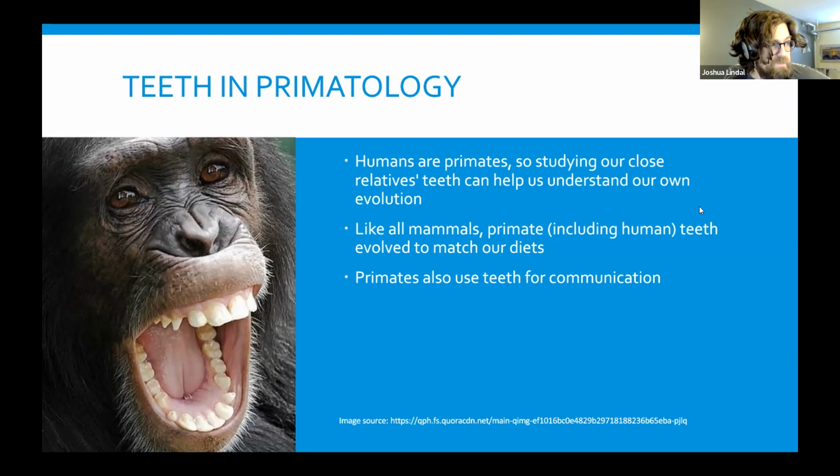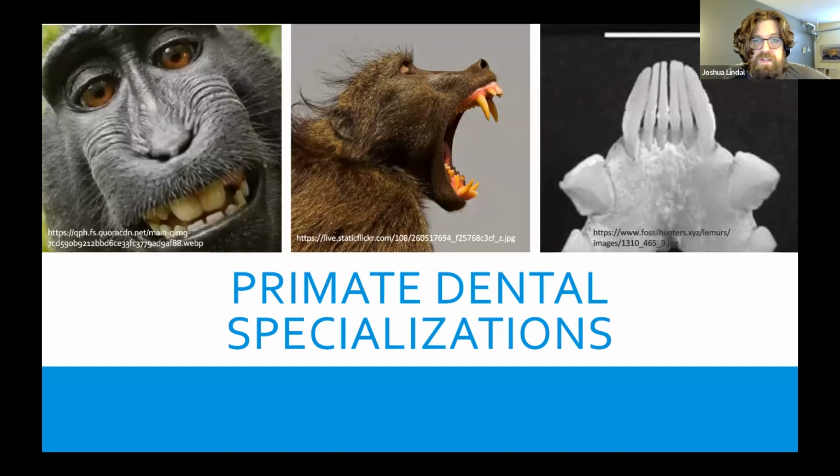So let's look at some examples of primate teeth. Starting in the left corner here, this smiling monkey is a black macaque. His teeth might look familiar to you because he's got these big flat front incisors, just like humans have. And many monkeys and apes have incisors like this. We call these types of incisors spatulate incisors because they're shaped like a spatula.